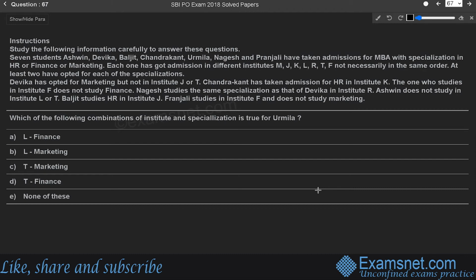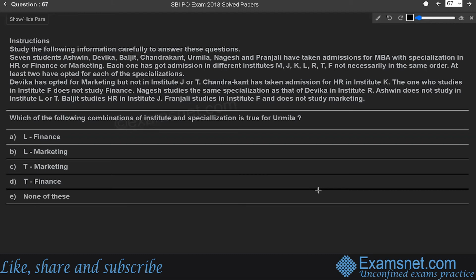Devika has opted for marketing but not in institute J or T. Chandrakant has taken admission for HR in institute K. The one who studies in institute F does not study finance. Nagesh studies the same specialization as that of Devika in institute R. Ashwin does not study in institute L or T. Baljit studies HR in institute J. Pranjali studies in institute F and does not study marketing.